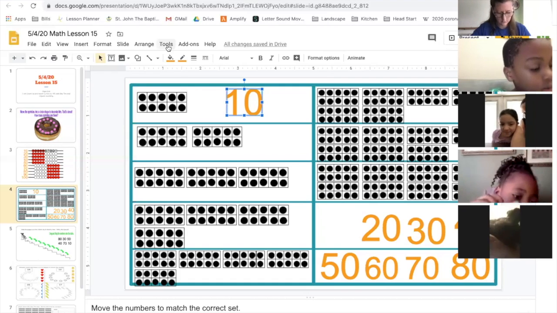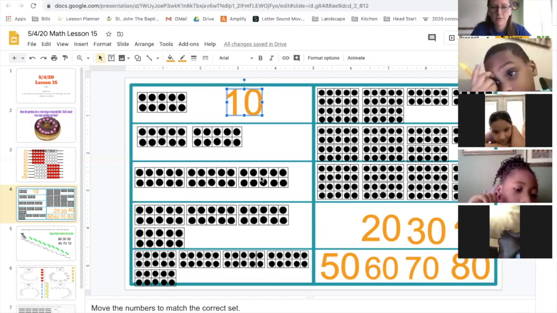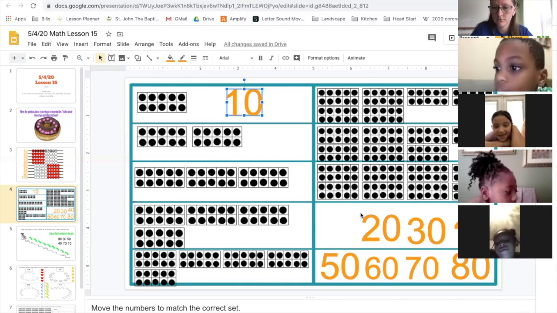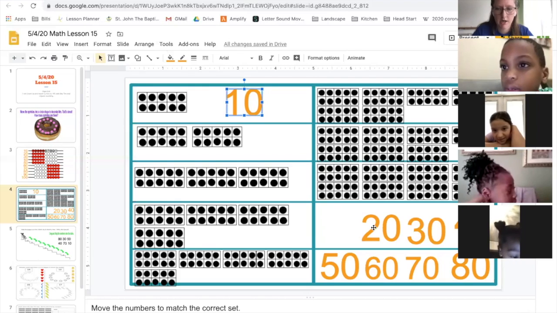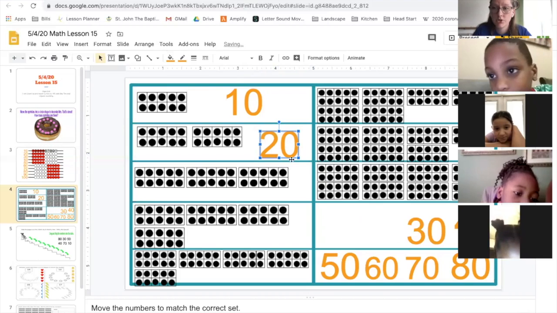So what's 20 right here? Where is it? That's 20. Okay. So how many were there? 20. Great job. So we'll move the 20 here. Now I'm going to show you guys a trick.